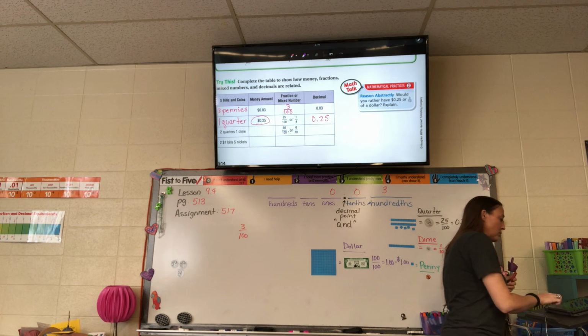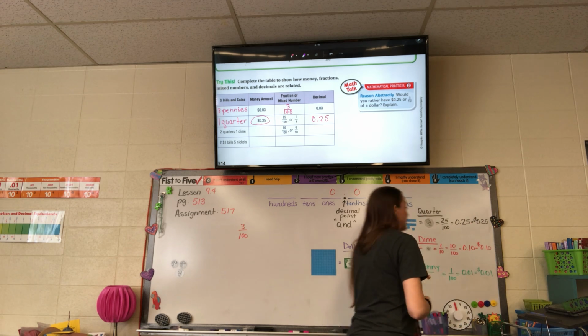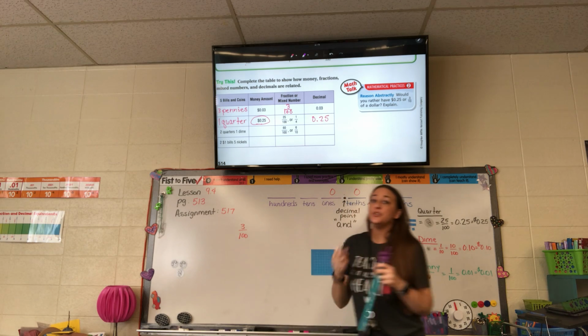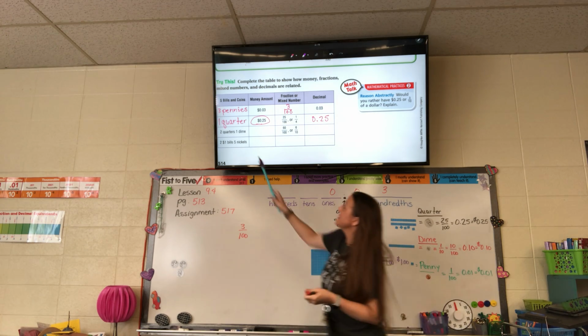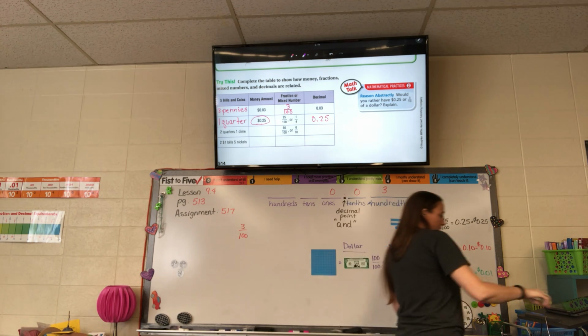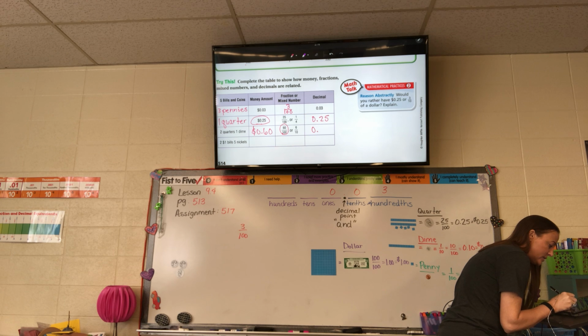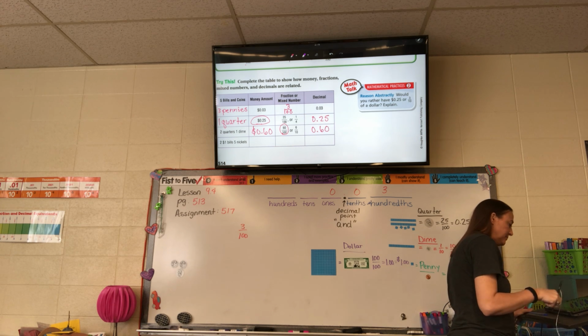Now if we have 2 quarters and a dime on the next line, 2 quarters and 1 dime. 2 quarters would be 50 cents, plus a dime would be 60 cents. So the way that you would write that, here's our fraction, 60 hundredths. And you would write that as 0 whole dollars and 60 cents. 0 wholes and 60 hundredths.